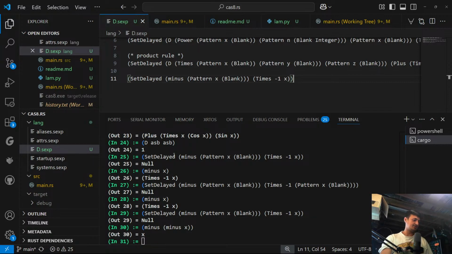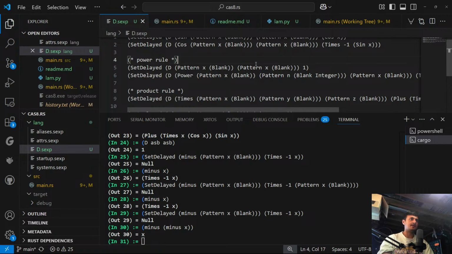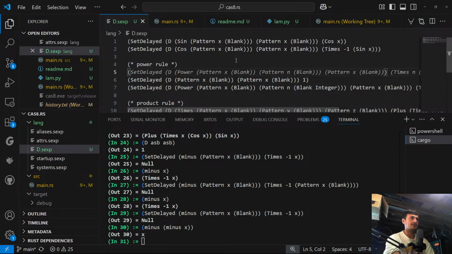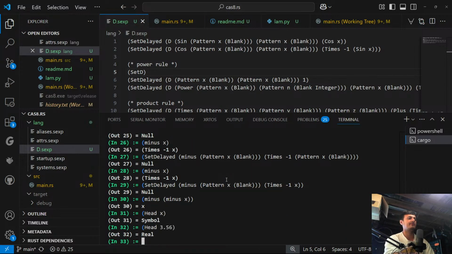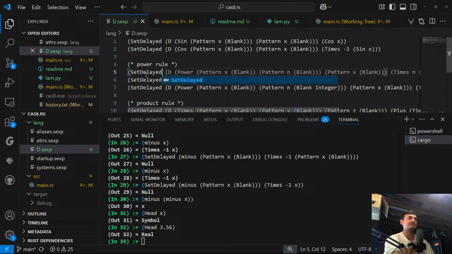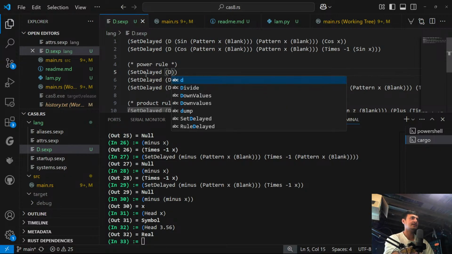Okay, so wait, I want to do... I don't know how this is gonna work because I feel like there's still something missing. Oh wait, you know what I should do? I don't really have a number for this, so what I want to do is set delay. Wait, what is the head of X symbol? Head of 3.5 real. Is that what they actually use? So even though I don't have alternatives and predicates and all that stuff, I should be able to do set delay D.